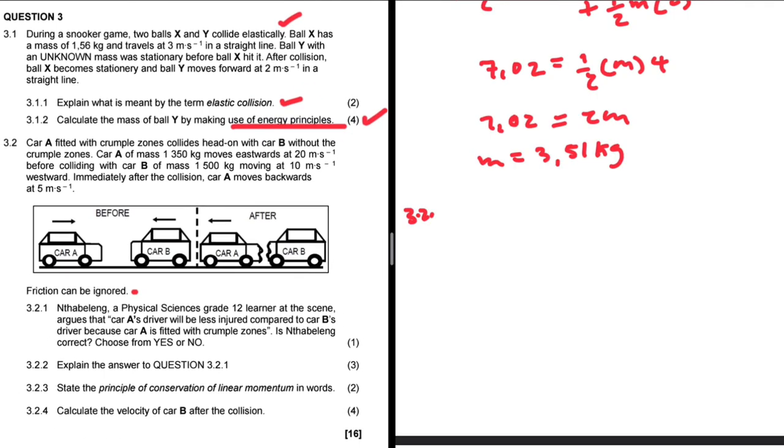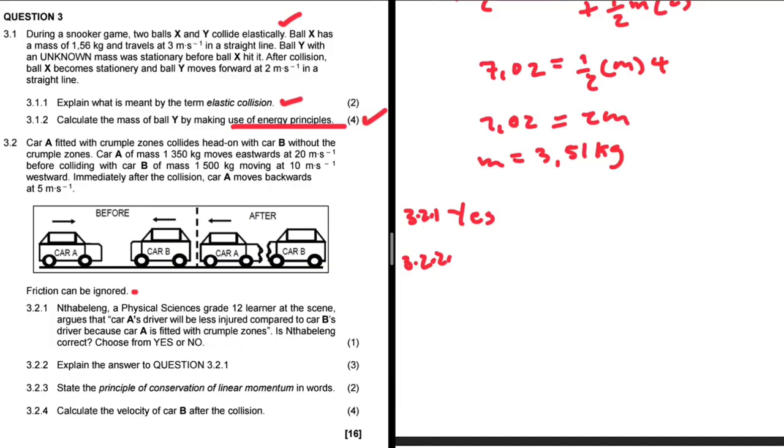And then a physics learner in grade 12 at the scene argues that car A's driver will be less injured compared to car B's driver because car A is fitted with crumple zones. Is the learner correct? Choose from yes or no. Right, obviously the learner is correct here, right? So the answer is yes. And then in 3.2.2, we're supposed to explain why that is the case.